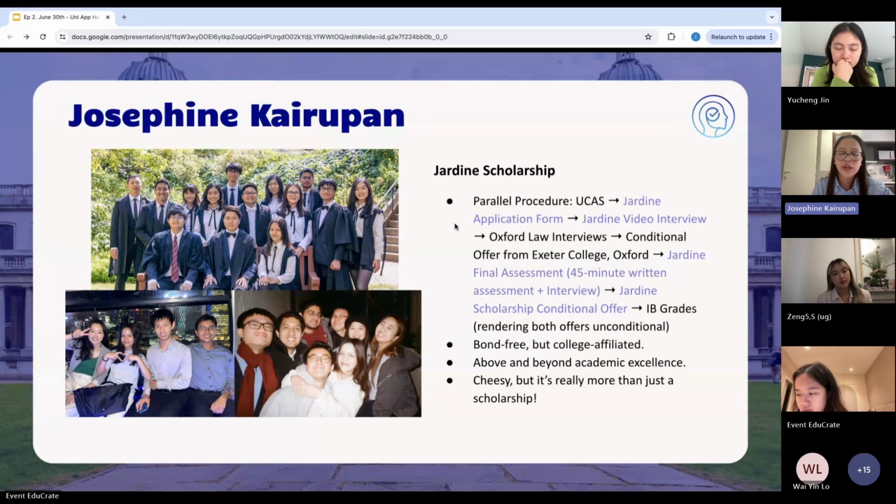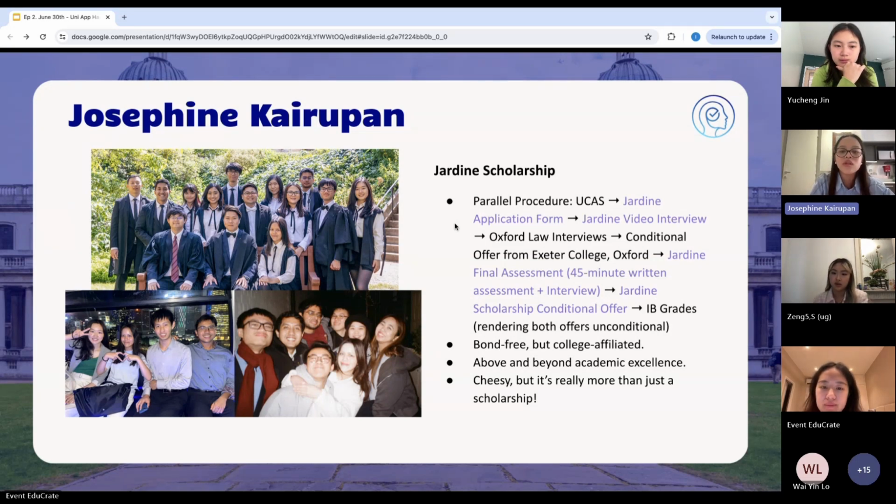But Jardine is bond free. They don't expect you to work for them. They don't expect you to go back to your home country. There are no legal requirements that they impose on you. They're also very kind. They don't have a minimum grade requirement to make sure that you still have the scholarship. Everybody meets a pretty good grade level, but you don't have the added pressure of thinking, oh, I'm going to lose this scholarship if I don't get a first. So I think that's something to bear in mind as well.